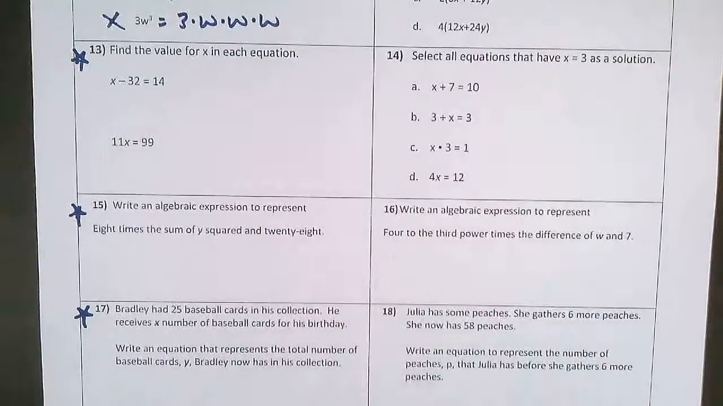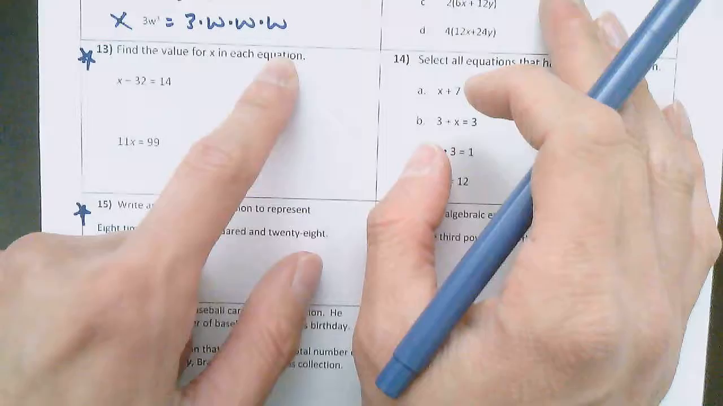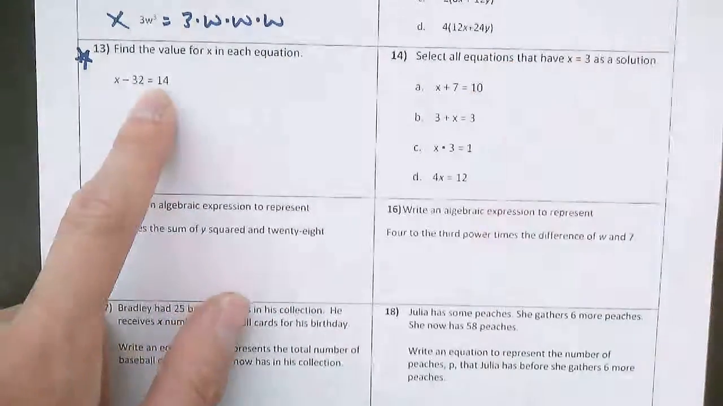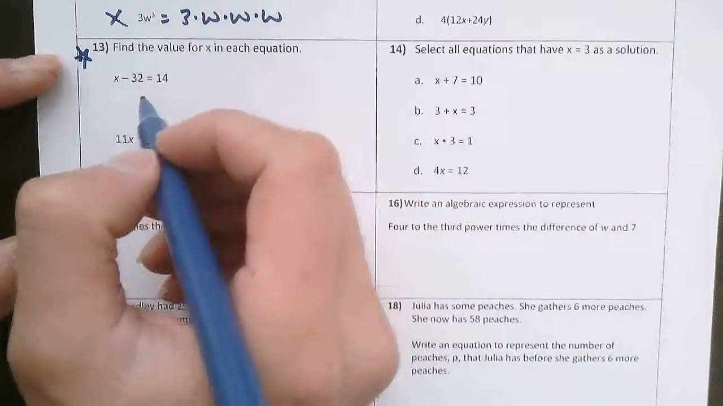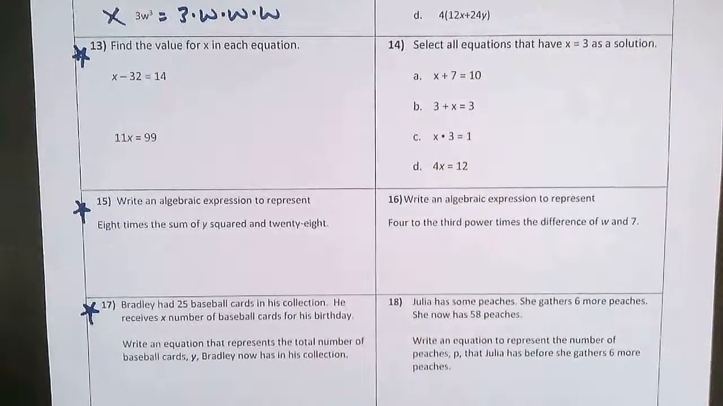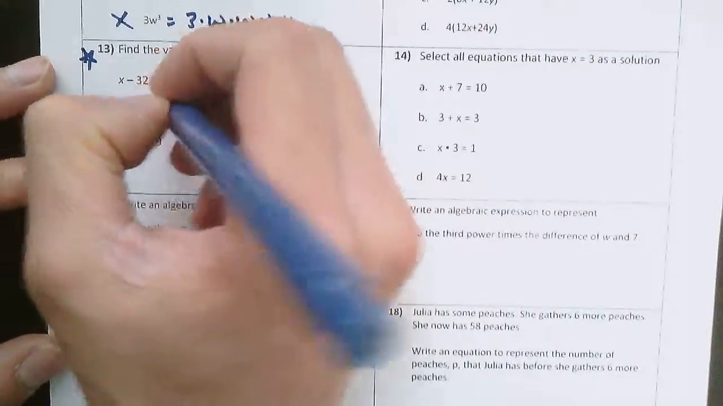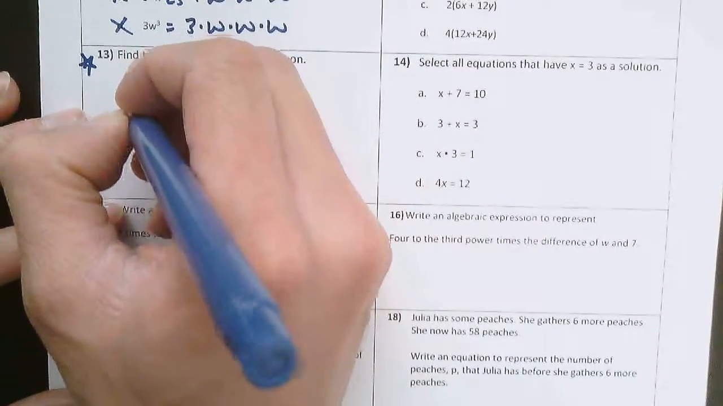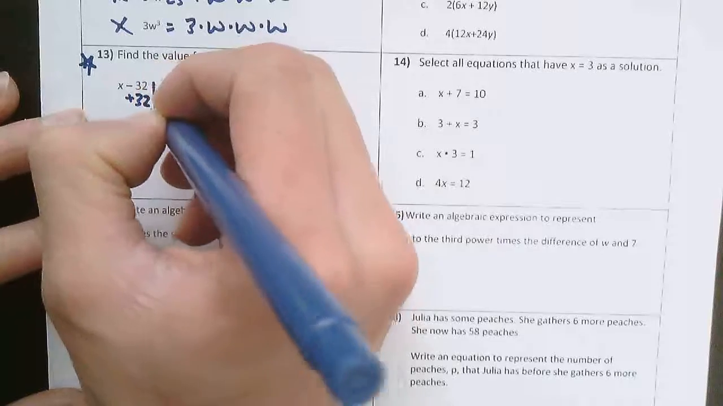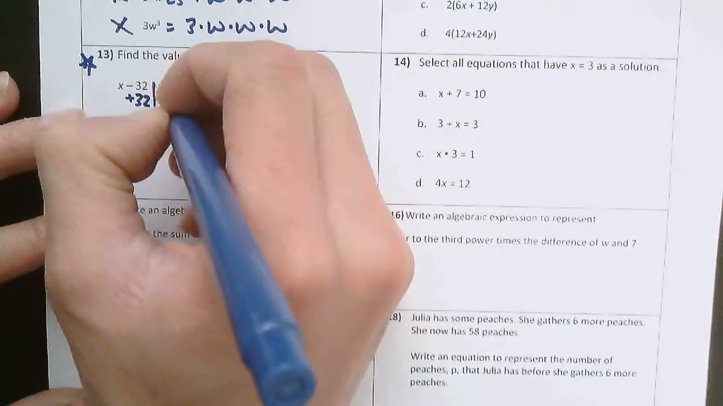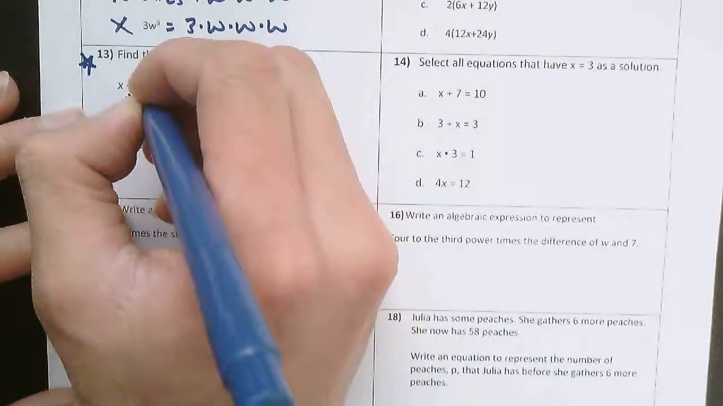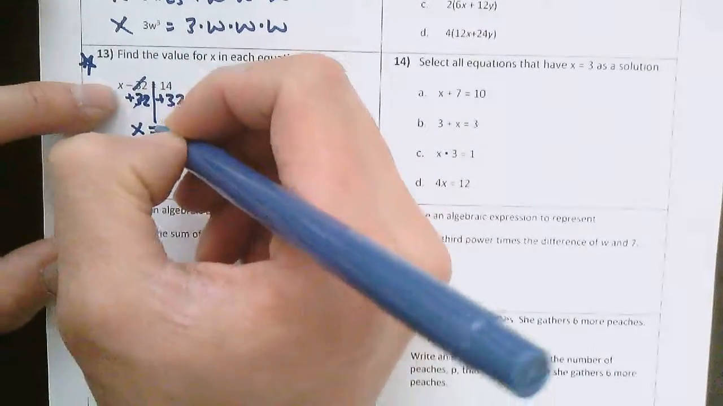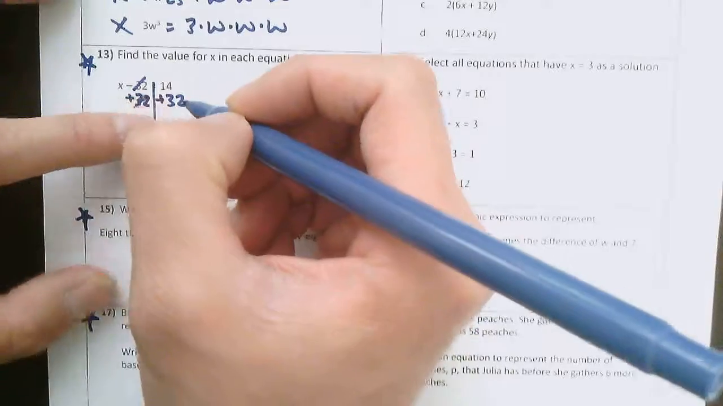Okay, moving on. Number 13. Find the value for x in each equation. x minus 32 is equal to 14. Well, if I want to solve for x, I want to get x all by itself. So I have to undo this minus 32. To undo minus 32, I can do the opposite. I can add 32. And if I add 32 to the left, I add 32 to the right. My 32's cancel out on this side, and I just have x left over. And x is equal to 14 plus 32.